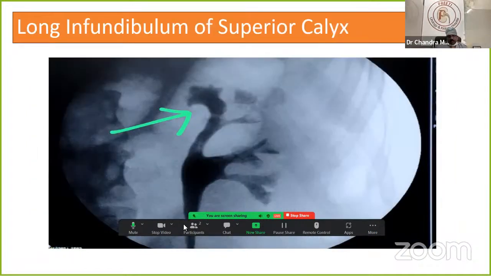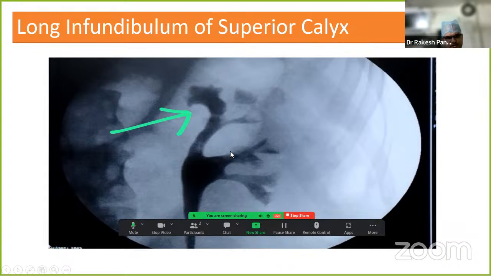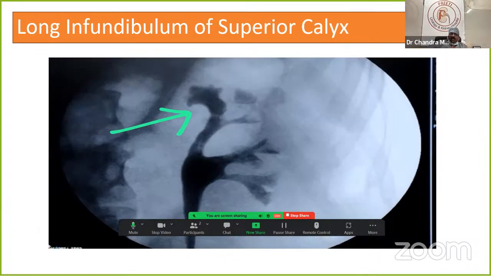Correct. Again, this is long. If the kidney's superior calyx has a long, narrow infundibulum, and any stone migrates like this, we can take help of flexi, and supine PCNL is extremely helpful in this case. Very good. Correct.